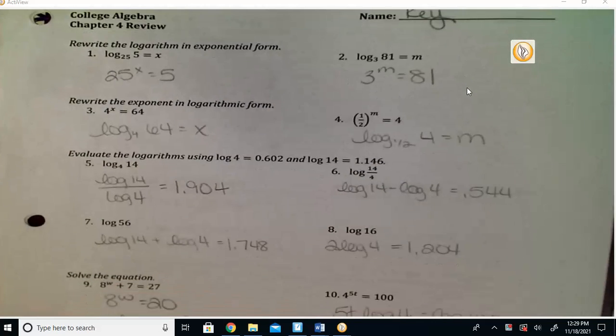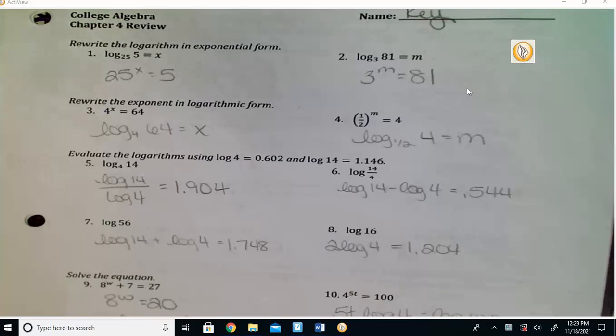So number 1 is 25 to the x equals 5. Number 2, 3 to the m equals 81. Number 3, log base 4 of 64 equals x. Number 4, log base 1/2 of 4 equals m.